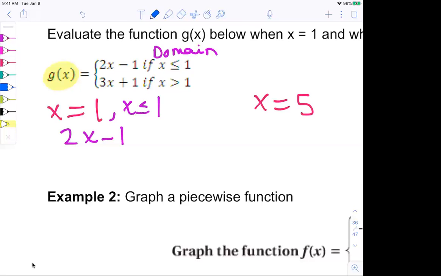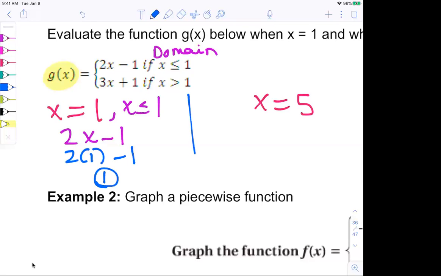After I choose the equation, then we're going to evaluate. Evaluate means take your number for x and plug it in. So I chose my equation because x was 1, and that applies to the condition of the domain. Once I get that equation, I plug the number 1 in. 2 times 1 is 2, minus 1 gives me an answer of 1.